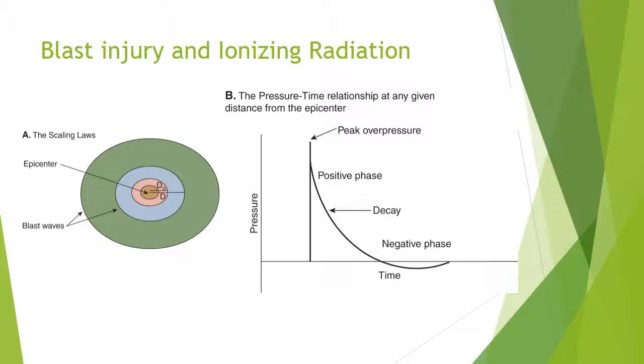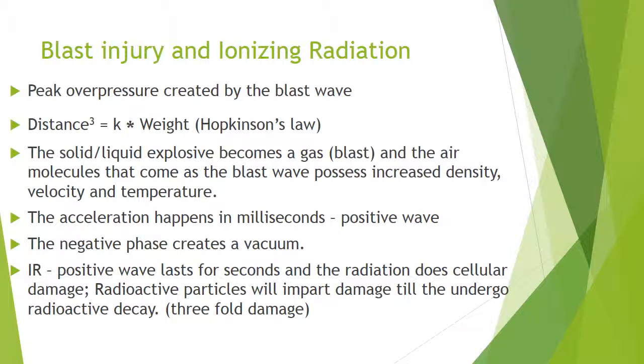So if one were to observe what happens in the blast wave, something in the periphery will be thrown away and then thrown towards the center of the blast wave. And this is how the blast causes the damage. Thus, as we discussed, the peak overpressure that is created by the blast wave occurs because either the solid or liquid explosive becomes a gas, and these air molecules possess a lot of density, velocity and temperature. This acceleration happens in milliseconds, and this creates a positive wave. The negative phase creates a vacuum.